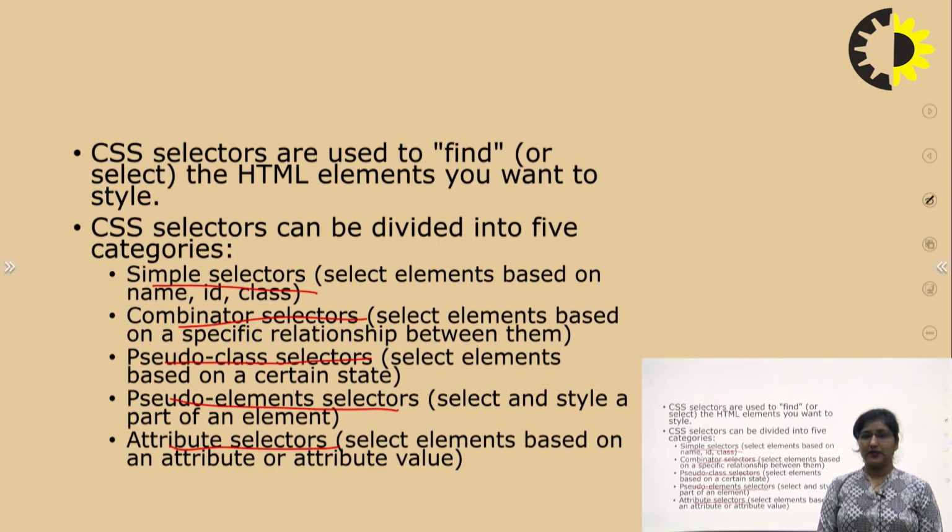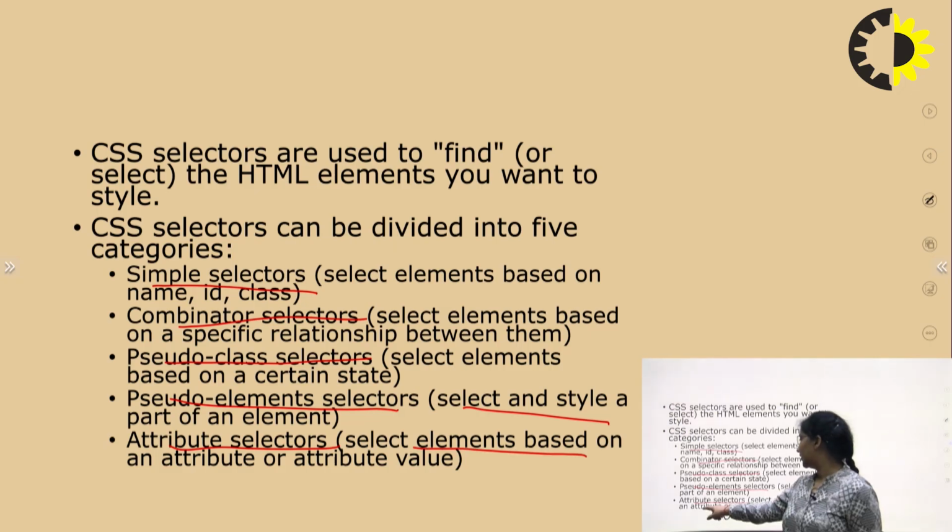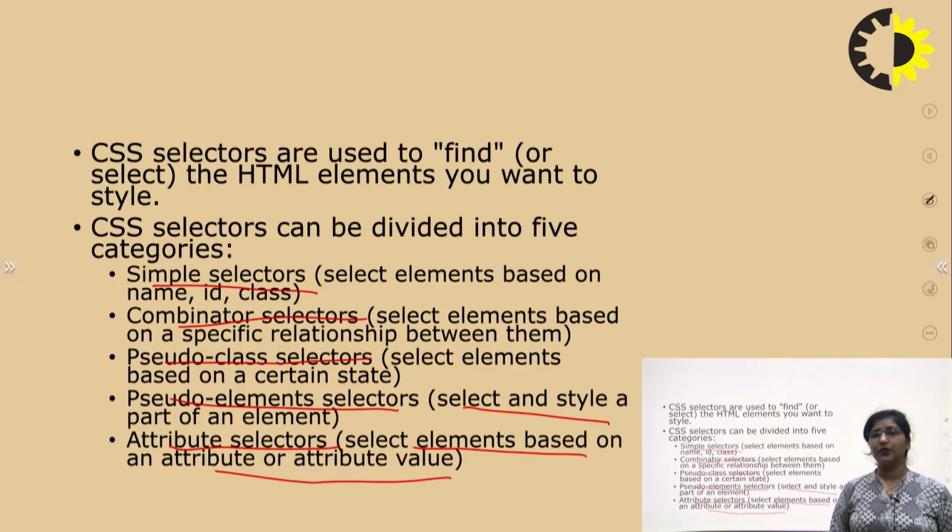Combinator selectors select the elements based on the specific relationship between them. Third one is the pseudo class selectors. They select the elements based on a certain state. Pseudo element selectors select and style a part of the element. And finally, the attribute selectors select elements based on an attribute, or we can say the attribute value.